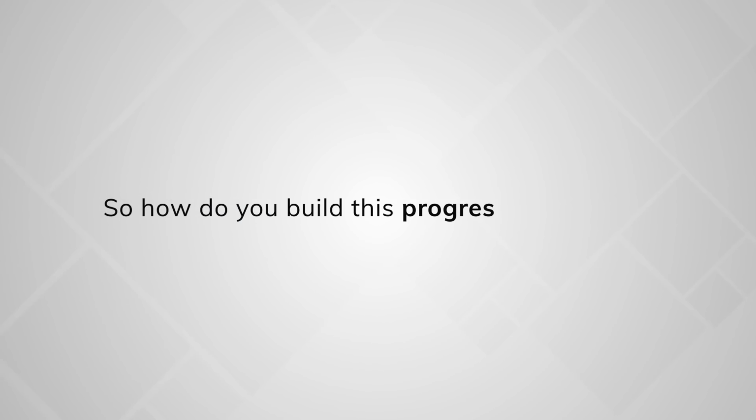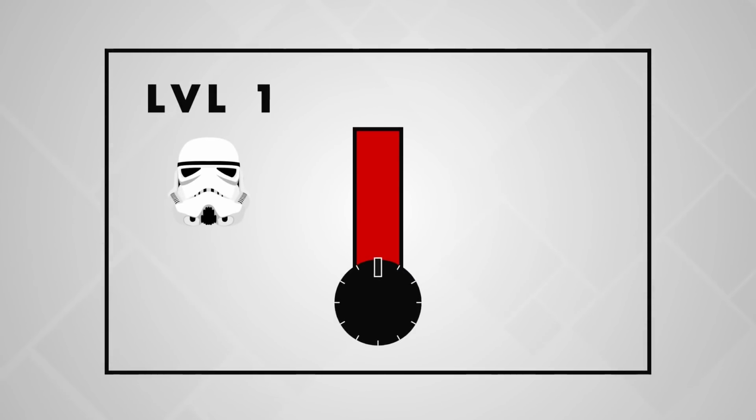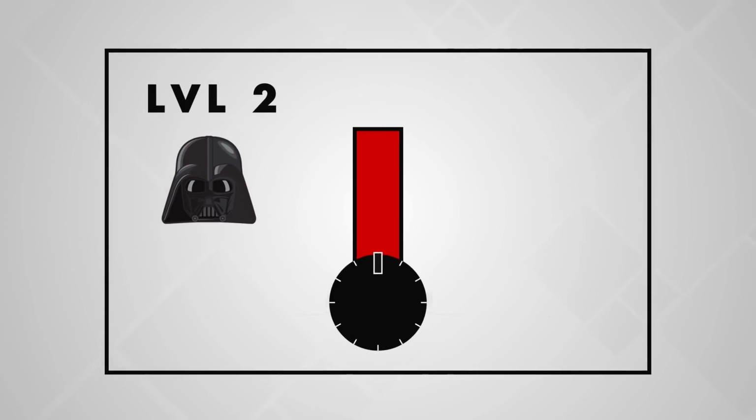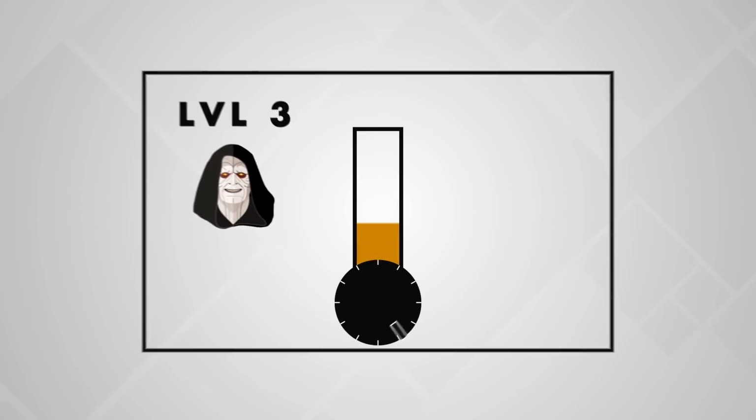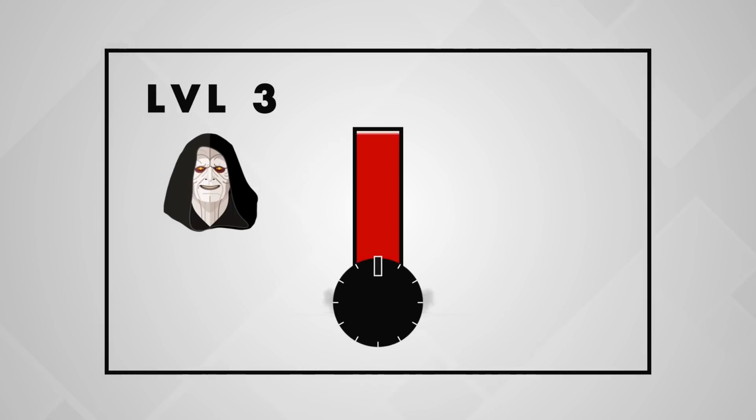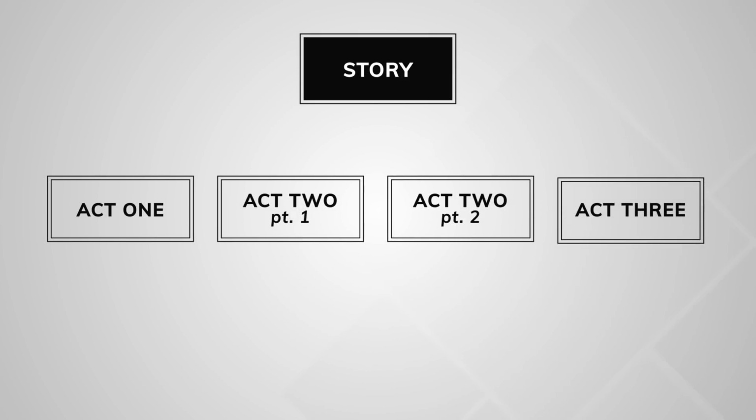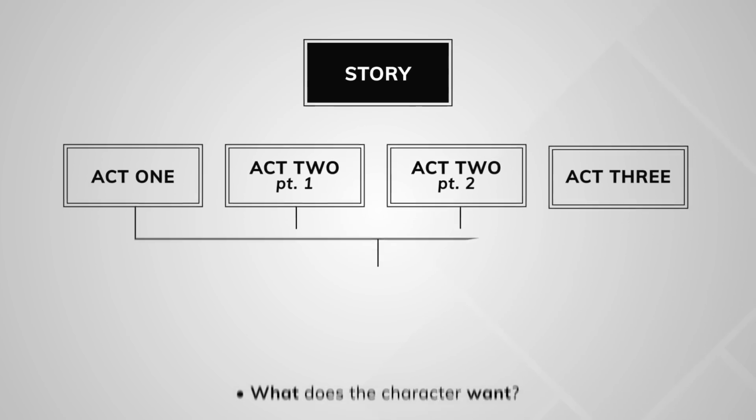So how do you build this progressive conflict? Each cycle of tension and release should push your story into a new, more intense situation. And this is how you create progressive complications. If you're confused on how you can push your story to its next level of tension, divide your story into 4 main parts: Act 1, Act 2 Part 1, Act 2 Part 2, and Act 3. Then, within each of those sections, ask these questions.